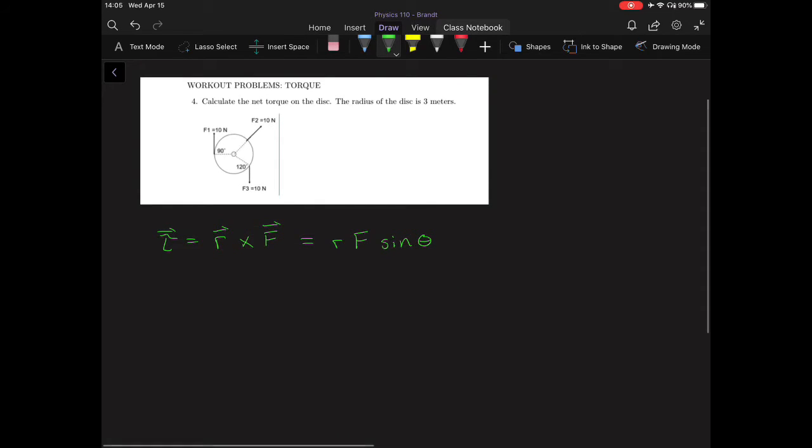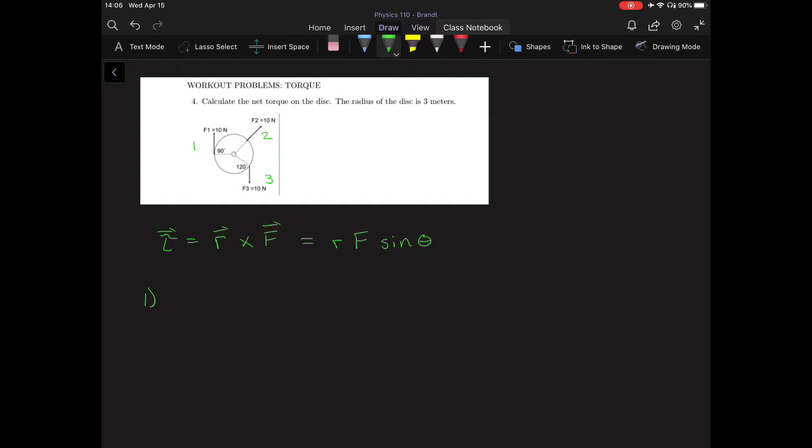So we want the net torque on this disc, so we need to add up all of the torques. So we'll say that this is going to be torque 1, torque 2, and torque 3. We need to take into account all of those on this disc. So if we start with torque 1, that is R cross F, or RF sine theta.